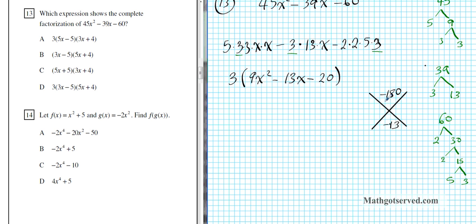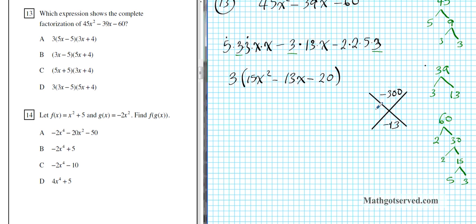All right, so let's see what works here. It looks like I made a mistake. Let's fix that real quick. 5 times 3 is 15. So my AC is going to be negative 300. If you take out 3, you're left with 5 times 3, which is 15x squared. When you do AC, you have negative 300. Okay, so we need two numbers that multiply to give you 300 and add to give you 13.